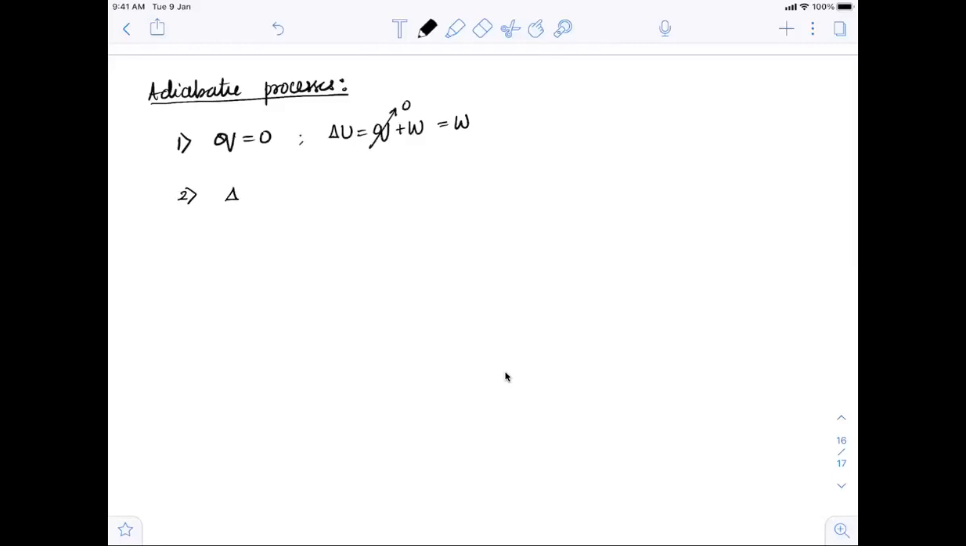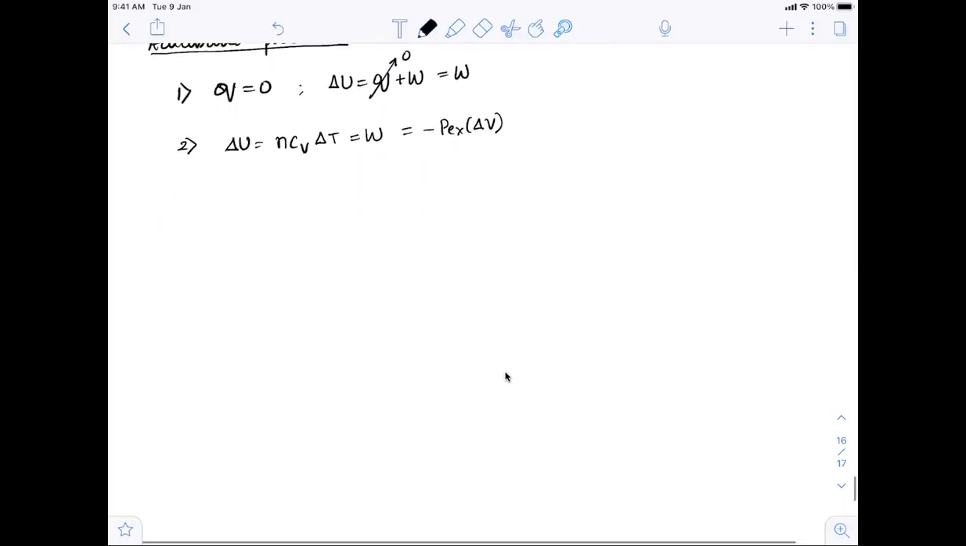Second thing, delta U, irrespective of what process, will always be written as nCv delta T. Now that can be related with work, which is equal to minus P external into delta V. This is how we can usually relate. These are the two things we must immediately know the minute we think about adiabatic process.